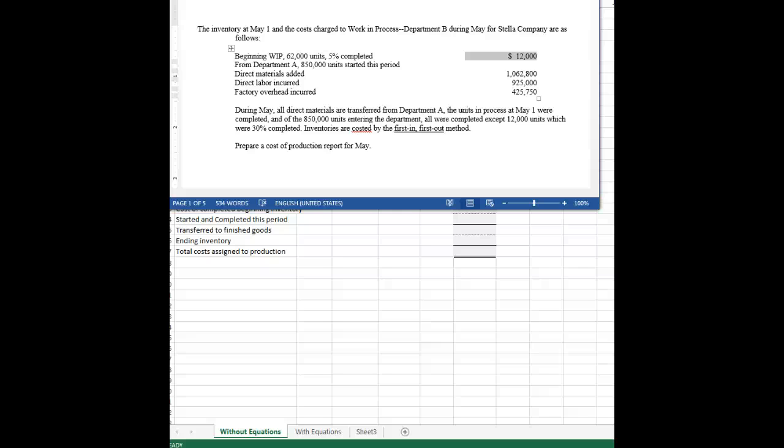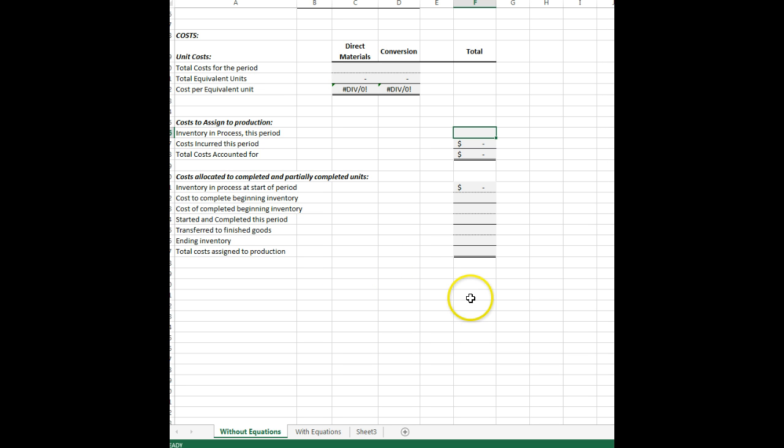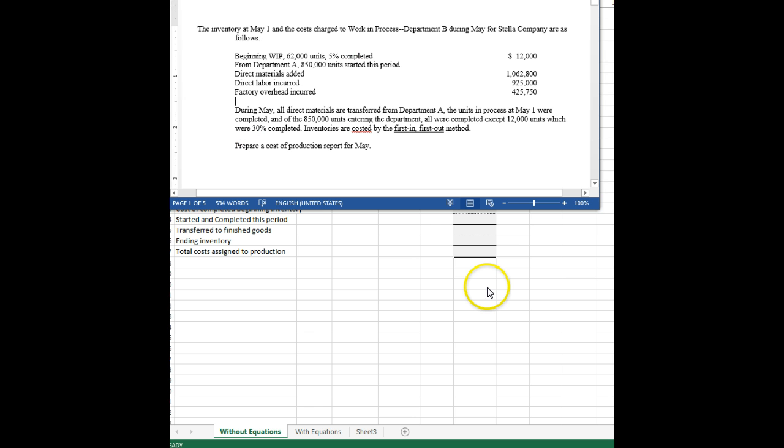Good morning. We're going to try to do a little illustration of the process to complete a cost of production report. We're going to use the first drill out of the five that I gave you the other day, and we're going to put it on a blank form like this. Some of the equations are already there, but let's start with the beginning inventory.